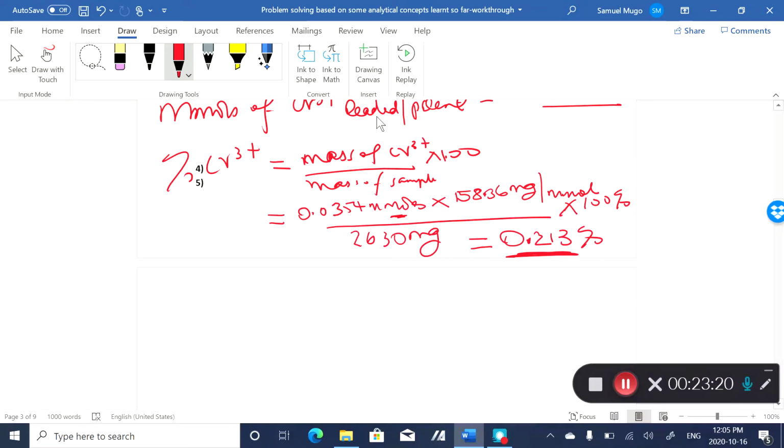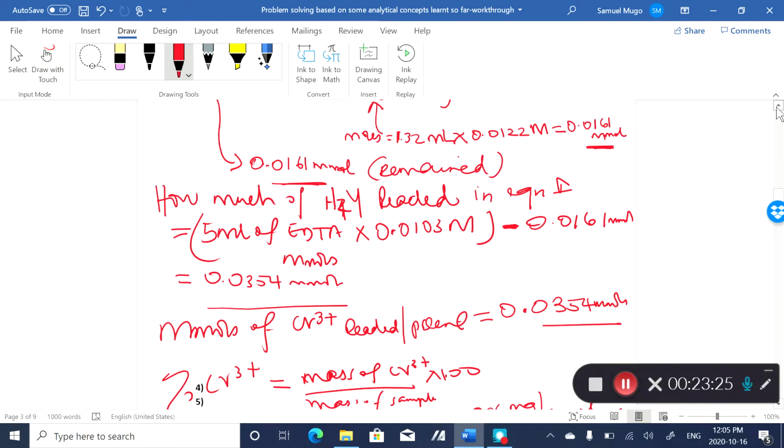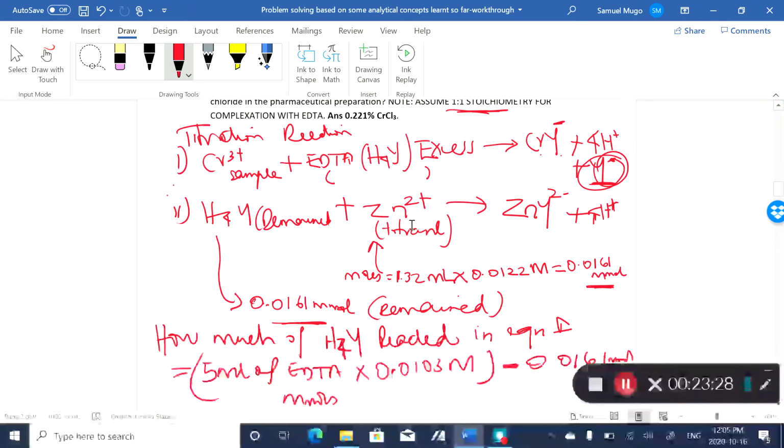So you can see how you do your back titration. Again, you determine the moles of the titrant in the second reaction, which is going to be equivalent to the excess of the product here, and then you can determine how much reacted by taking this minus the excess, and that will be equivalent to how much of the sample actually was present.